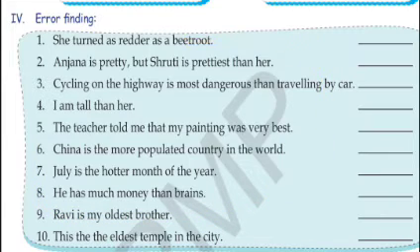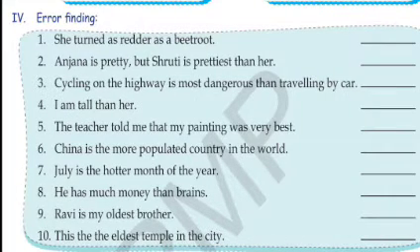So, let's do with number 1. She turned as redder as a beetroot. Students, you should know that when we use similes, after as there should always be the positive form of comparison. So it should be red in place of redder. So what is wrong in that? Redder.